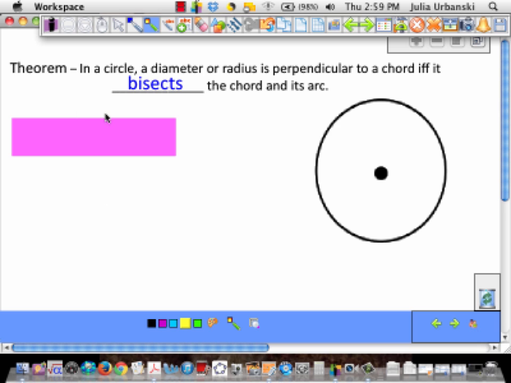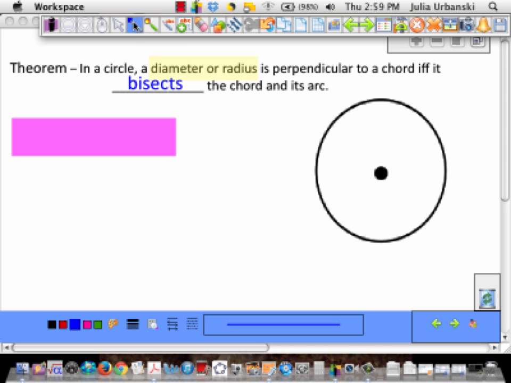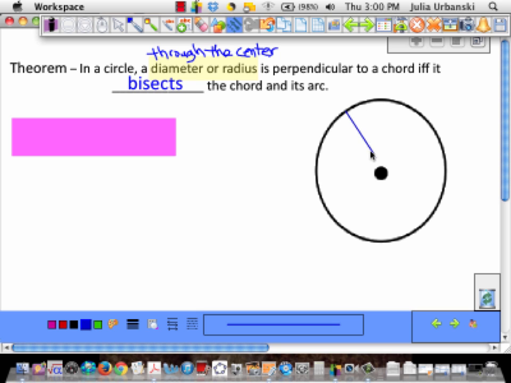Okay, I hope that one of the first things you noticed was the word diameter or radius. That is a really important key word because it means that you go through the center. It can either be halfway like the radius or all the way like the diameter. But it's a segment that goes all the way through. So I'm going to draw a diameter right here. This is a diameter that goes through the center.